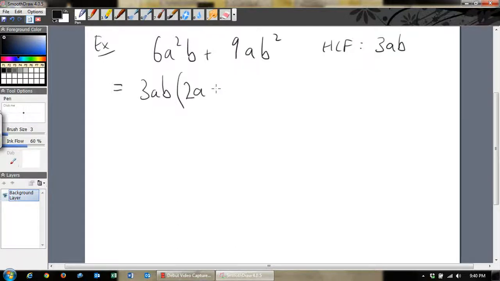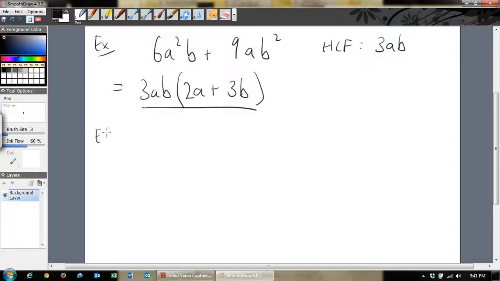Okay, let's have a look at the second term here. What do we need to multiply this 3ab by to get 9ab squared up here? 3 times 3 will give us the 9 there, and then a times what is equal to a? We don't need to write anything. But here we've got a b and here we've got a b squared, so we need to multiply that by b, and that is your factorization for that particular one.